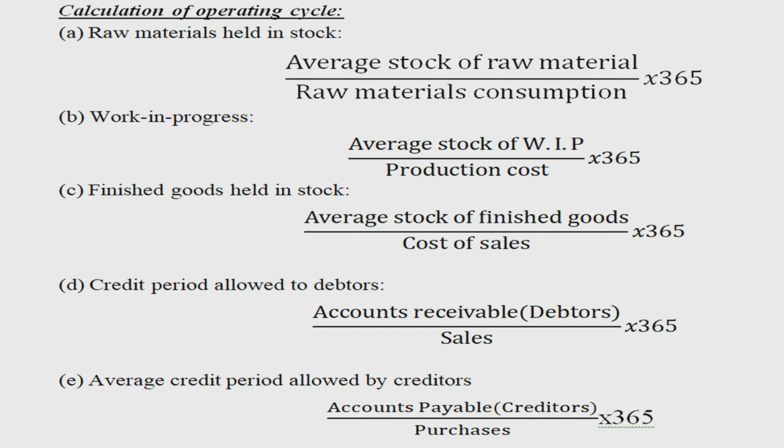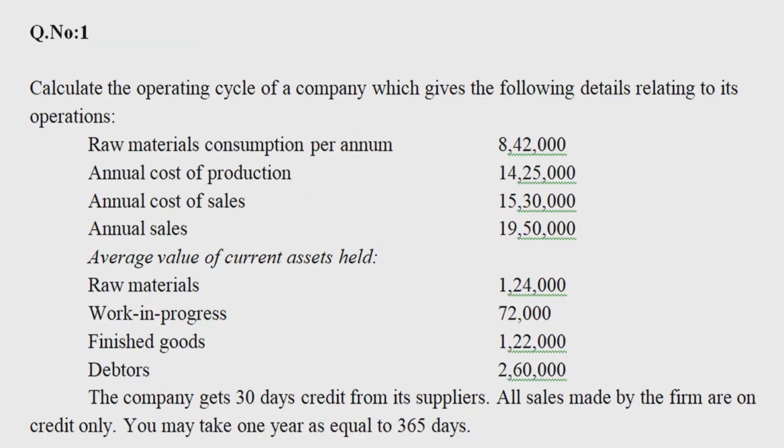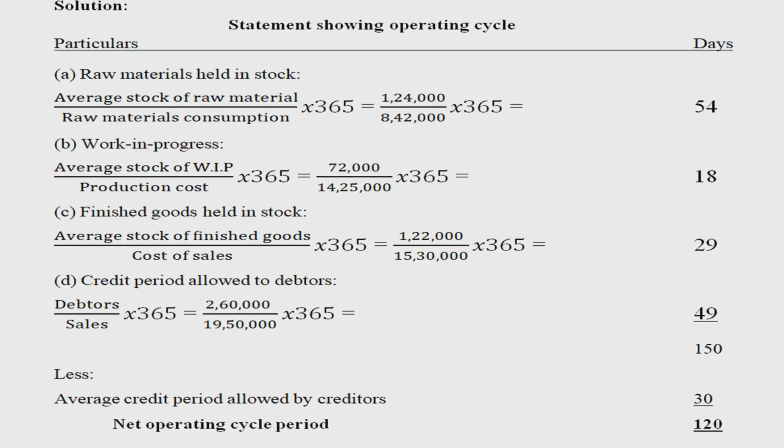First, we have to calculate raw material held in stock. The formula is average stock of raw material divided by raw material consumption into 365. In this sum, the average stock of raw material given is 1,24,000 divided by raw material consumption per annum of 8,42,000. So, 1,24,000 divided by 8,42,000 into 365. Raw material held in stock we get as 54 days.